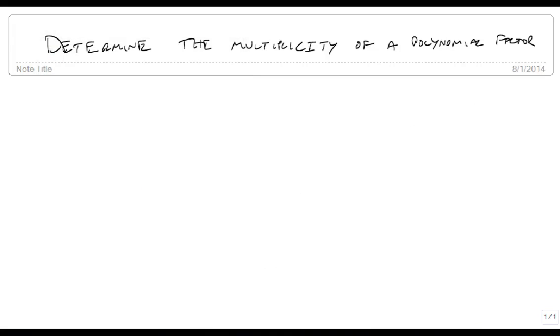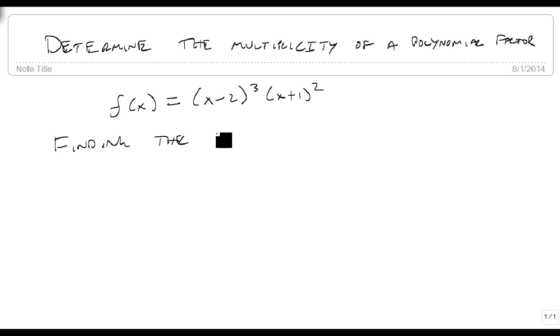We are now going to determine the multiplicity of a polynomial factor. And multiplicity is very, very important. So what we're going to do is start with a function that's already been factored. Suppose we have the function f of x equals (x minus 2) cubed times (x plus 1) squared. And I want to talk about finding the zeros.